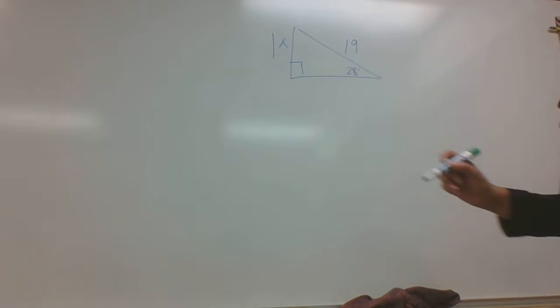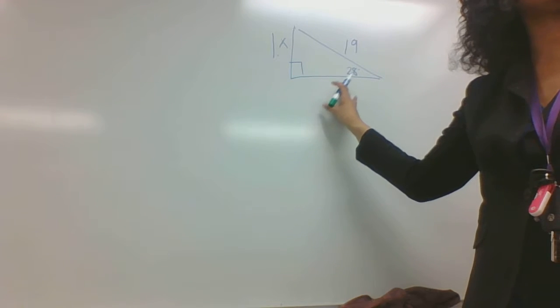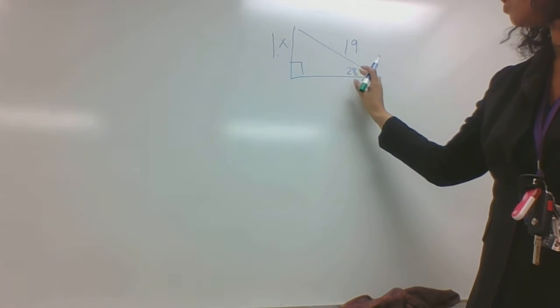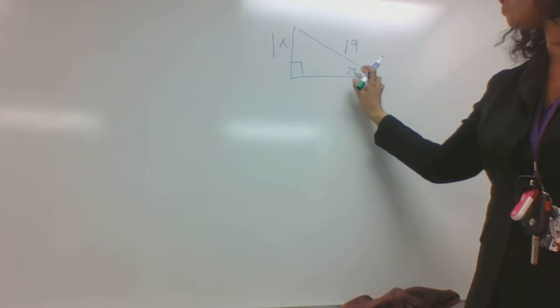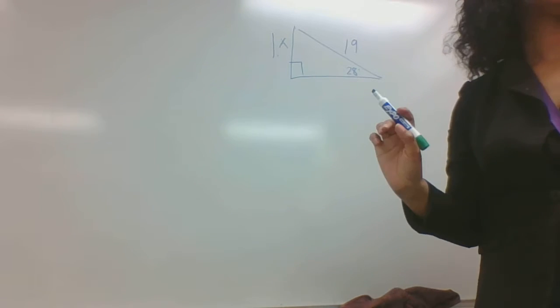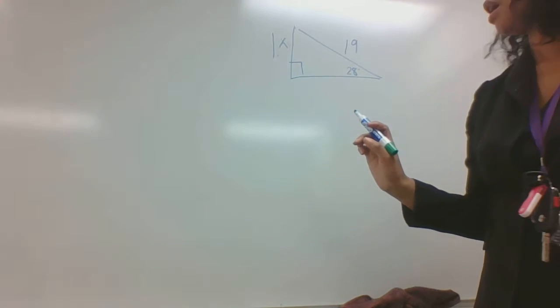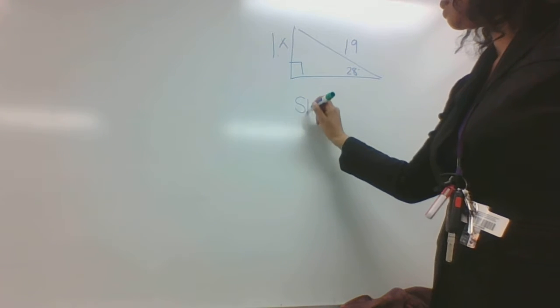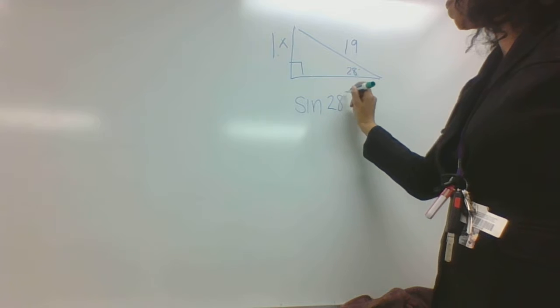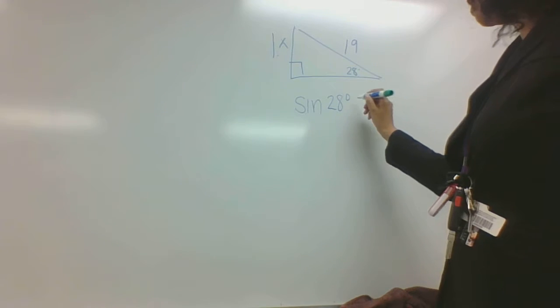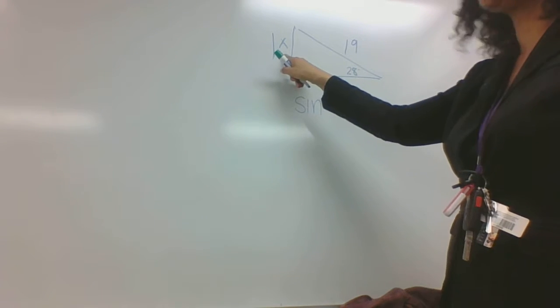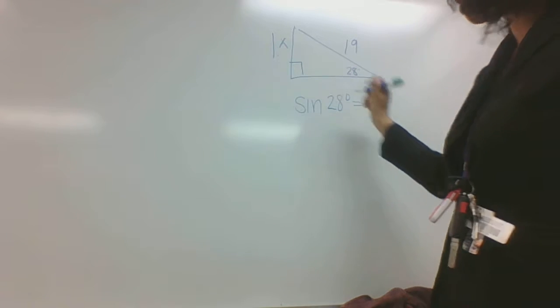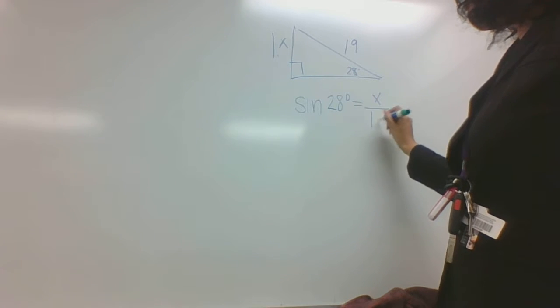Okay, so what we're going to do is set this up. What do we have here? We have what sides in reference to angle 28? Opposite, correct? So it's going to be sine of 28 degrees equals the opposite, which is what? x over 19.